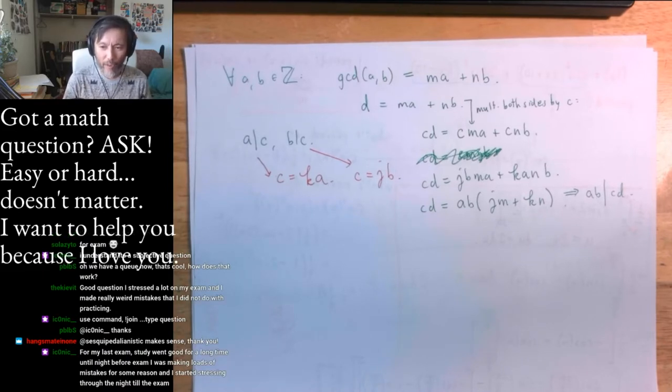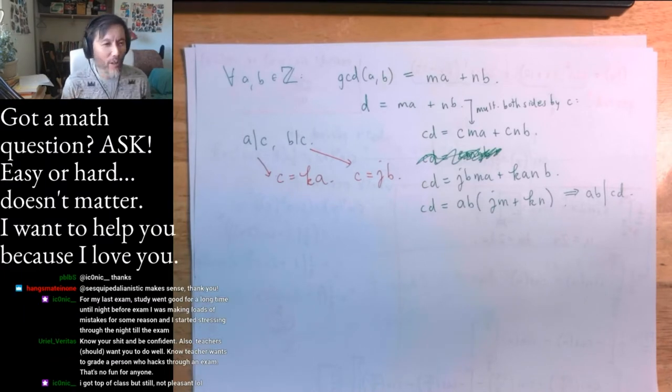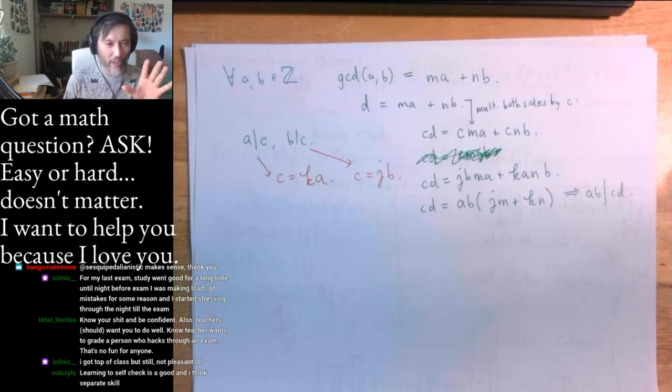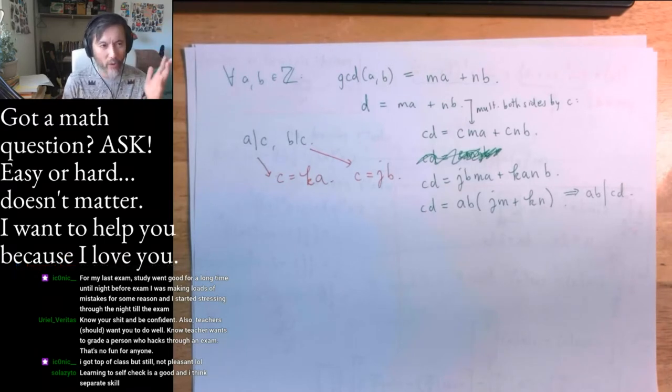For my last exam, study went good for a long time until the night before the exam, I was making loads of mistakes for some reason. And I started stressing through the night until the exam. Oh, I see. Oh God, you got top of the class. Okay. I mean, you must be doing something right, all right? And maybe it's that stress, like a little bit of stress. I'm not sure that too much stress is a good thing, but a little bit of stress, if you find it motivating, might not be the worst, you know?